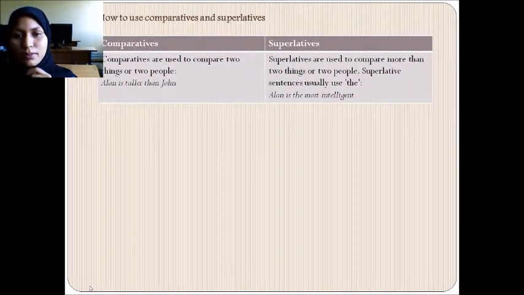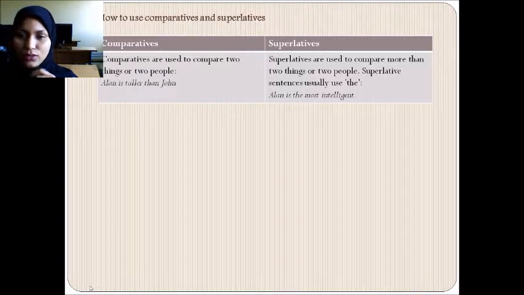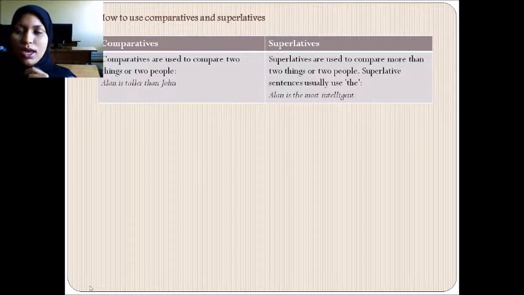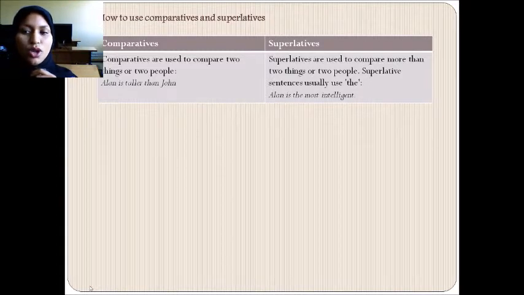So I'm going to show you here the last thing, how to use comparatives and superlatives. We use comparatives to compare two things or two people, like we said in the beginning. For example, Alan is taller than John. And superlatives are used to compare more than two things or people, or to show the difference between them. For example, Alan is the most intelligent.